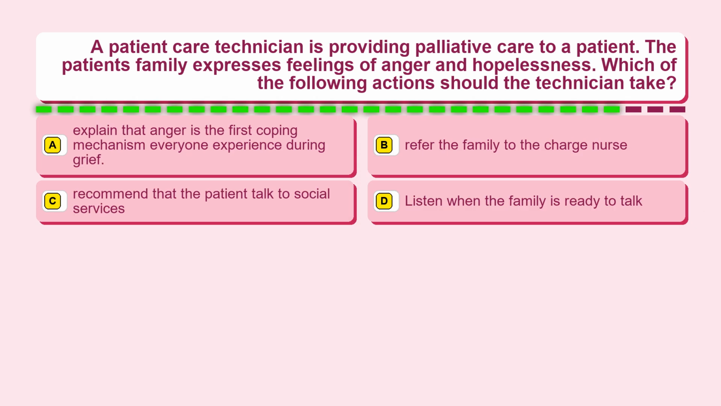Question 41. A patient care technician is providing palliative care to a patient. The patient's family expresses feelings of anger and hopelessness. Which of the following actions should the technician take? Option A. Explain that anger is the first coping mechanism everyone experiences during grief. Option B. Refer the family to the charge nurse. Option C. Recommend that the patient talk to social services. Option D. Listen when the family is ready to talk.